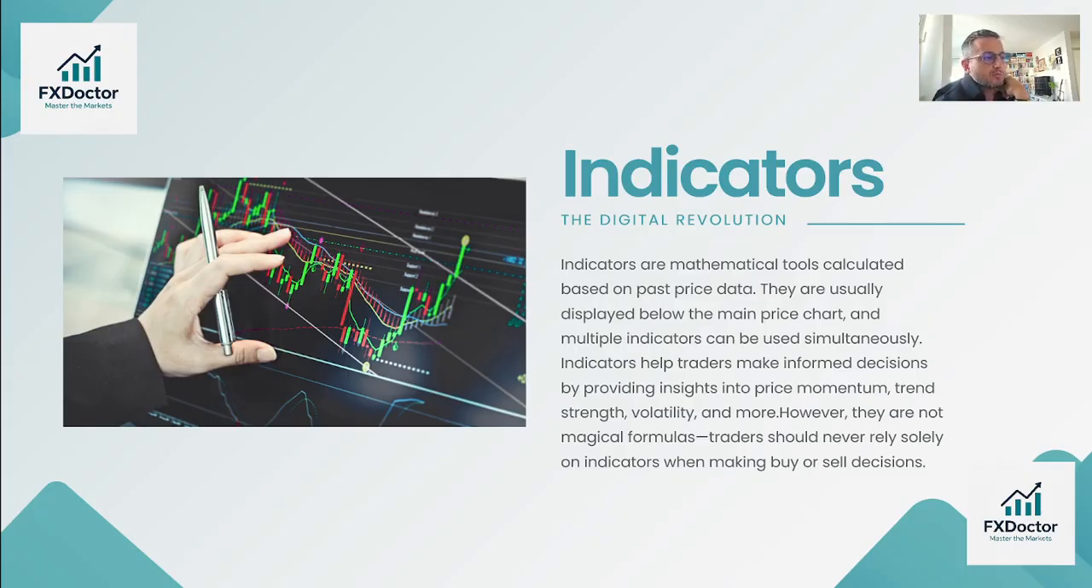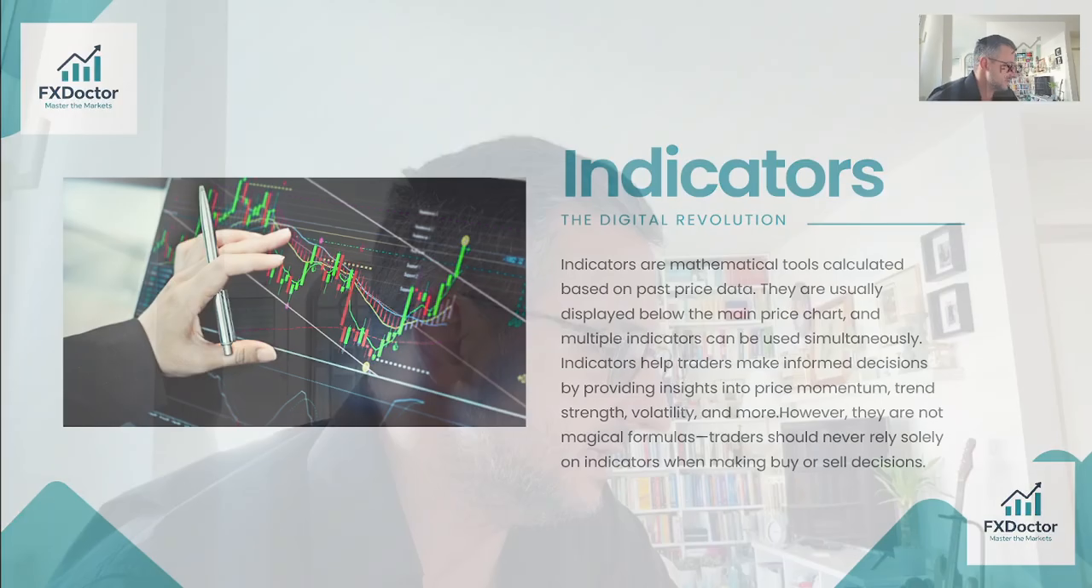However, they are not magical formulas. Traders should not rely solely on indicators when making buy or sell decisions. This is the main thing. Indicators are maybe 20%. You have a trading idea, you have your setup, and you want to, let's say, buy gold or something like that. You use the indicator just as confirmation of your idea. Some people trade on, I don't know, moving average, when moving averages cross or something like that. But it is only maybe 20%, you cannot trade based upon that.